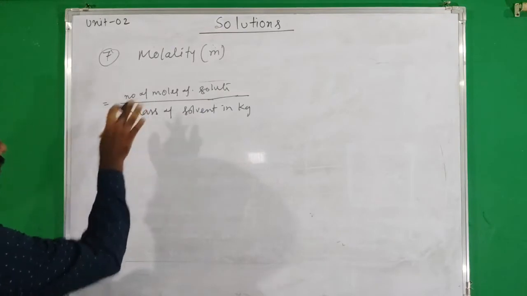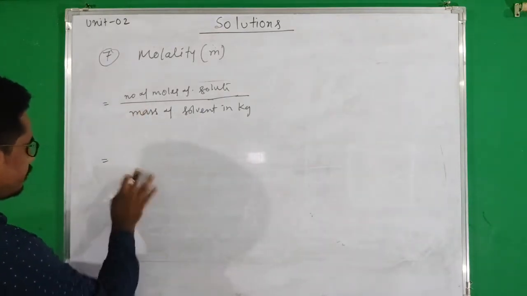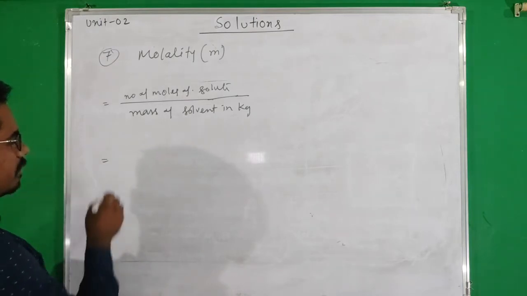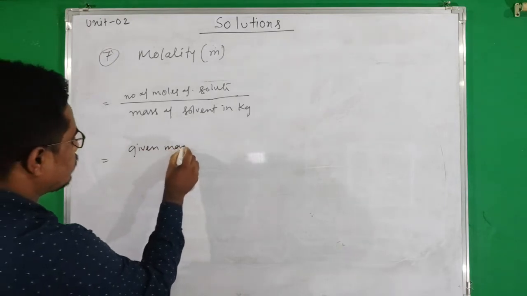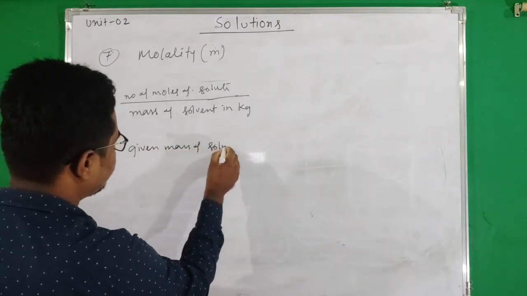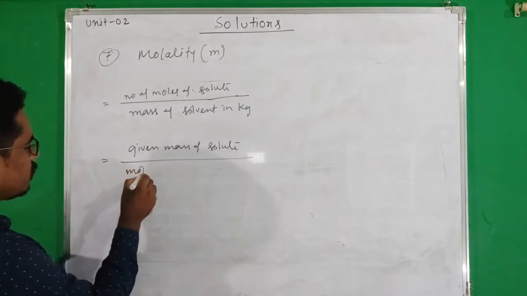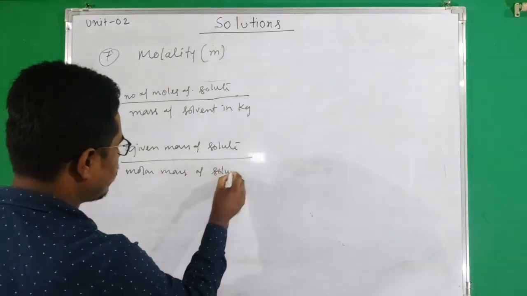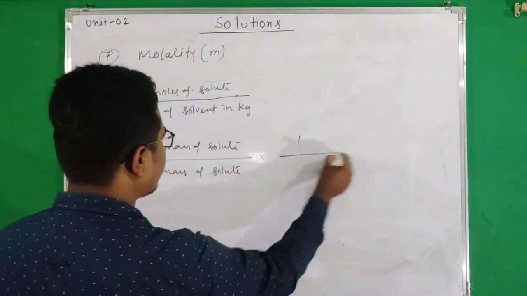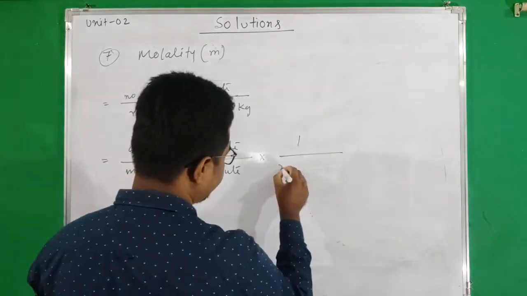When the number of moles is not directly given, only the mass of solute is given, then we have to apply this formula: number of moles equals given mass of solute divided by molar mass of solute, into 1 divided by mass of solvent in kg.